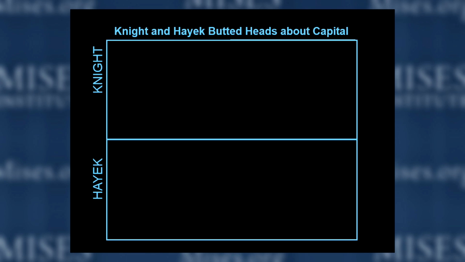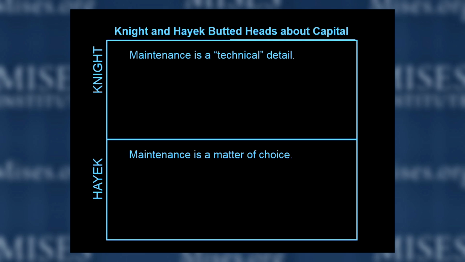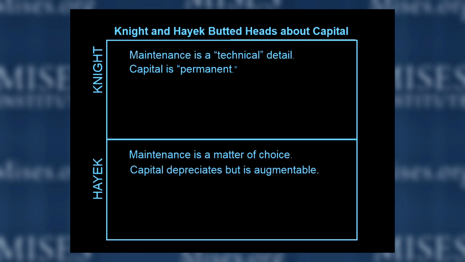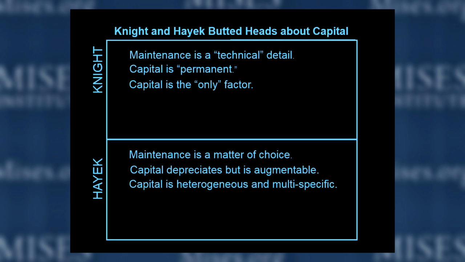Okay, so a summary here, just to show how different Knight and Hayek are. Maintenance is a technical detail. No, maintenance is a matter of choice. Capital is permanent. Capital depreciates but is augmentable for Hayek. For Knight, capital is the only factor. And how did this go?